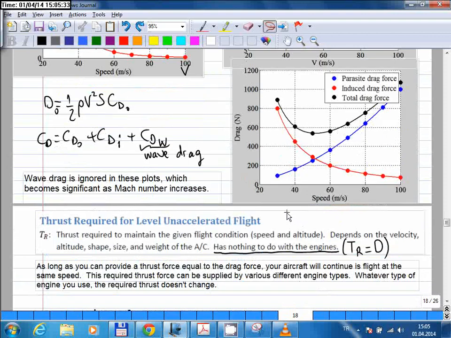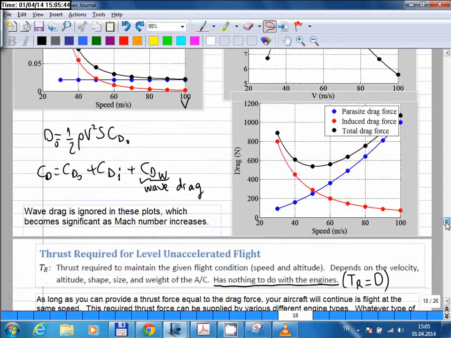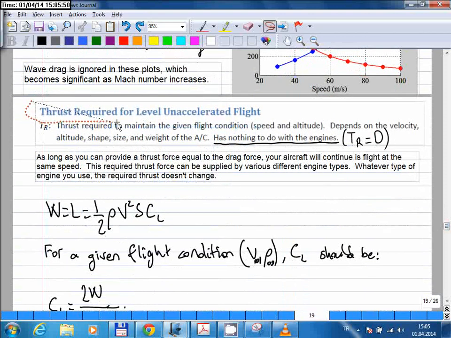Okay. Good. Now, let's talk about the concept of required thrust. So required thrust is a very important concept in aircraft performance. Let me just read the definition from here. Thrust required is defined as the thrust necessary to maintain the given flight condition. And we're talking about a steady level flight. So to maintain the given flight condition means to maintain the given speed and altitude of the flight. How much thrust force your aircraft requires is defined as the thrust required.